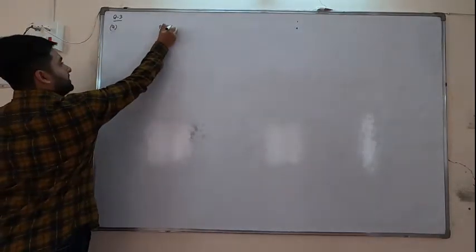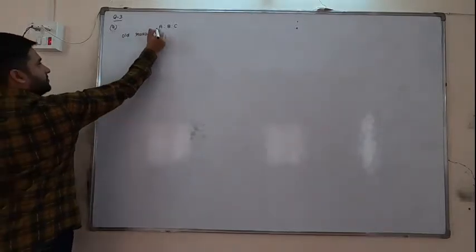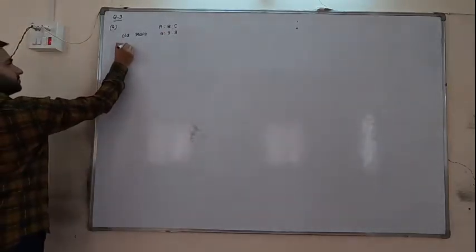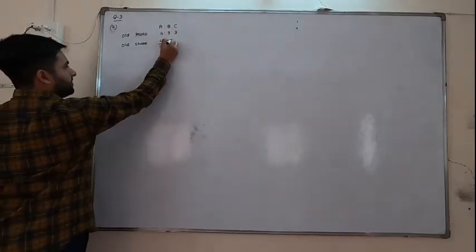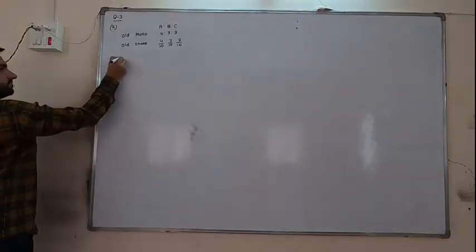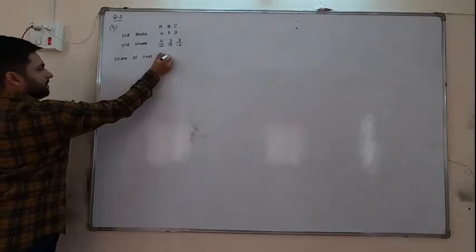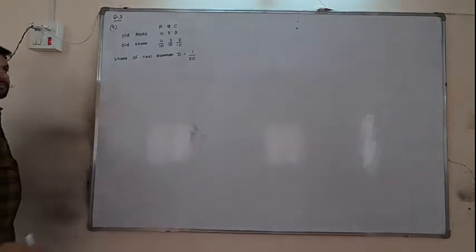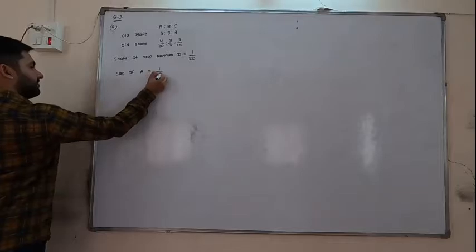A is to B is to C. Old ratio between them is 4:3:3. Old share is 4 by 10, 3 by 10, 3 by 10. Share of new partner D is 1 by 20. Also, sacrifice of A is 1 by 40.